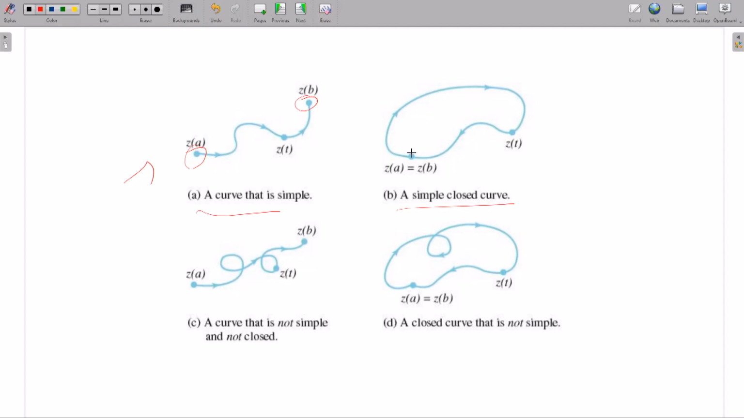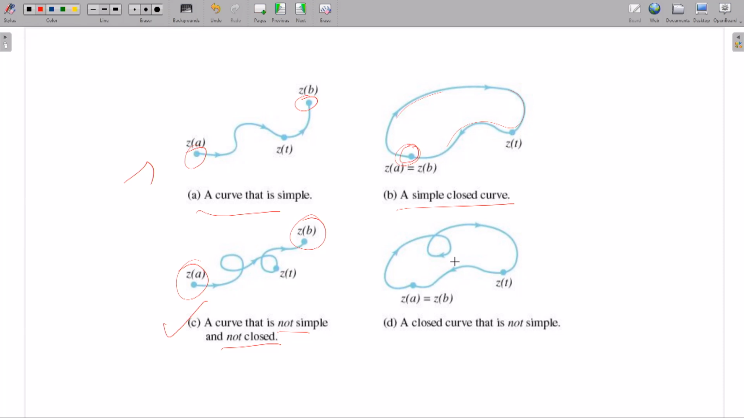This is a simple closed curve because if you start with ZA and move in these directions, it does not cross, so it is simple. At the same time, the value of Z at A is the same as the value of Z at B, so it is a simple closed curve. Now this is a curve where you see crossings, so it is not simple, and the initial value ZA and the final value ZB are also different, so it is not simple and not closed.